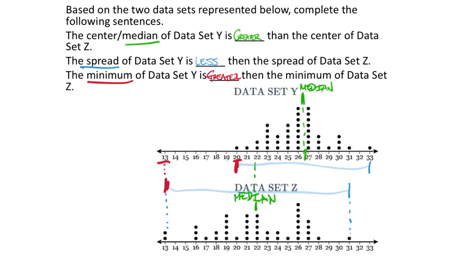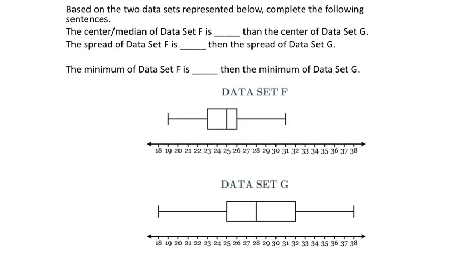The minimum of set Y is greater than the minimum of set Z. Done. Now we got these box plots, and that's okay. Once again, we're just comparing spread, center, and minimum. Let's start with the median.